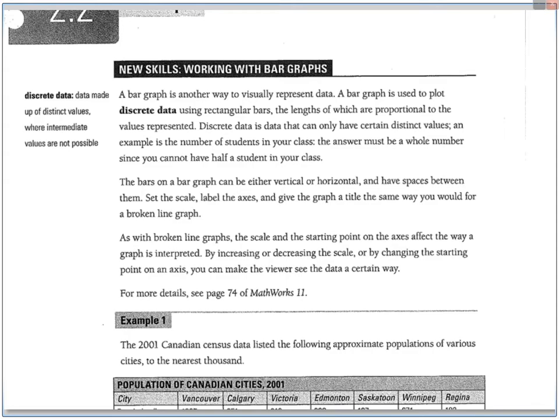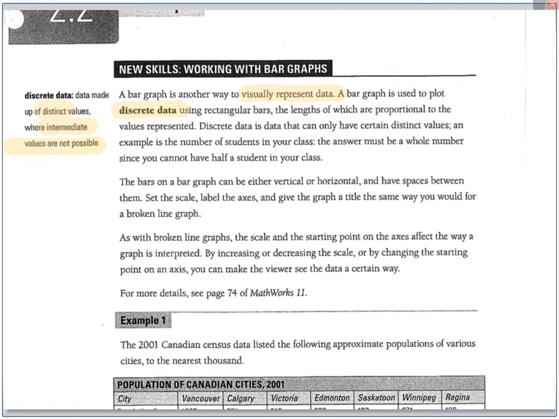Okay, bar graphs. And we'll read this together. A bar graph is another way to visually represent data. So that's what we're doing in this chapter. Visual representations of data. The bar graph is used to plot discrete data. So discrete data is data that is not connected, okay? So it just has random values that jump, okay? Distinct values or intermediate values are not possible, okay?